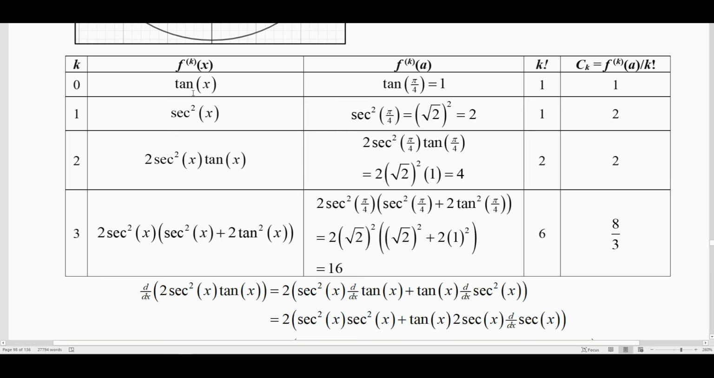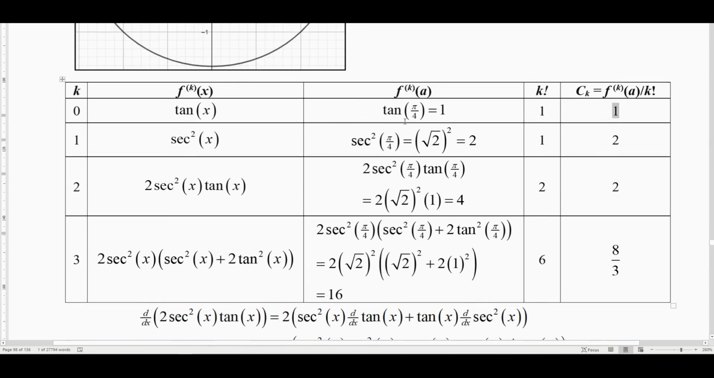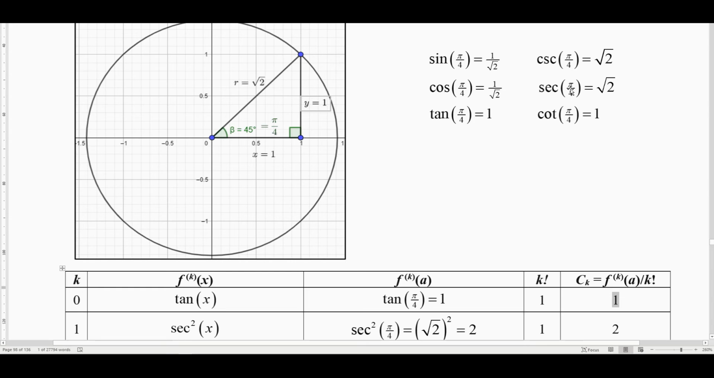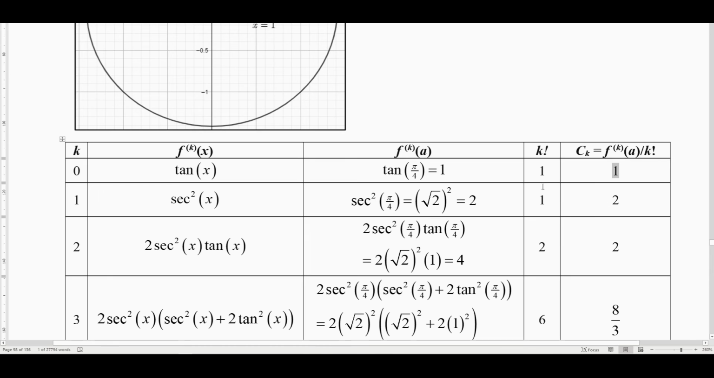The zeroth derivative is the original function, which is tangent of x. Plug in pi over 4, you get 1. Of course, 0 factorial is 1. 1 divided by 1, 1 for our coefficient. The derivative of tangent of x is secant squared of x. Secant of pi over 4 was square root of 2. Square that, we get 2. 1 factorial is 1. 2 divided by 1 is 2. So the zeroth coefficient is 1, and then the first degree coefficient is 2.